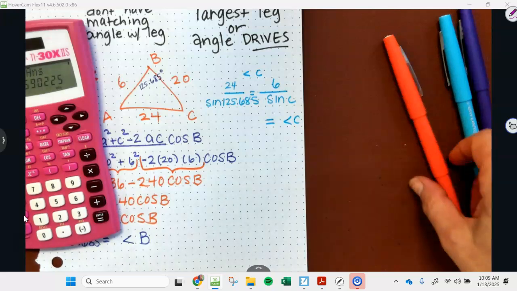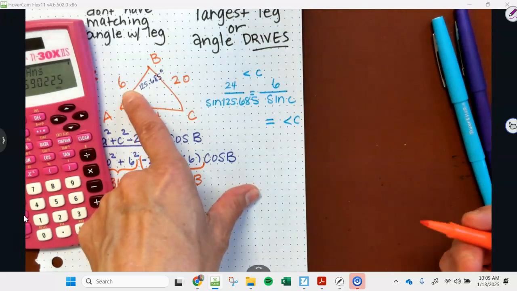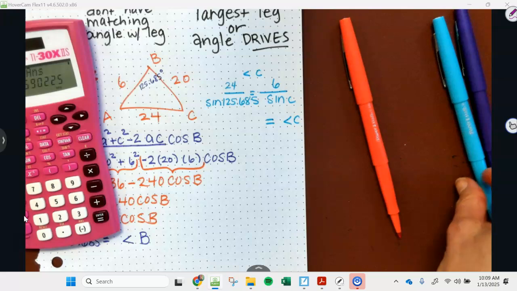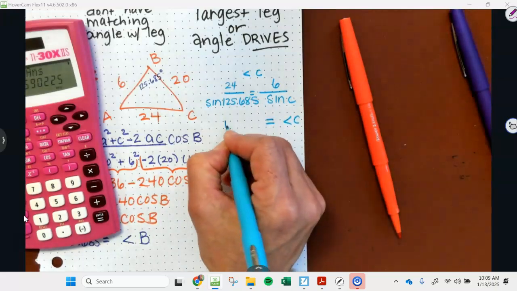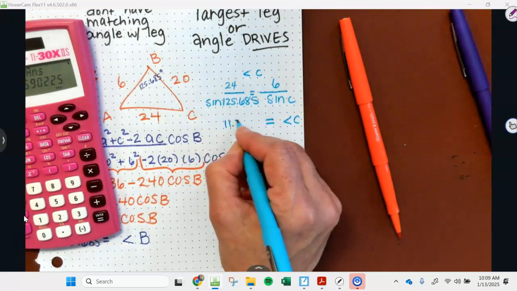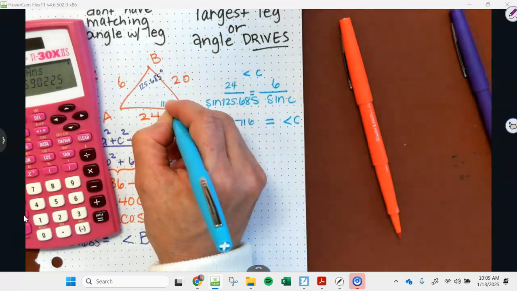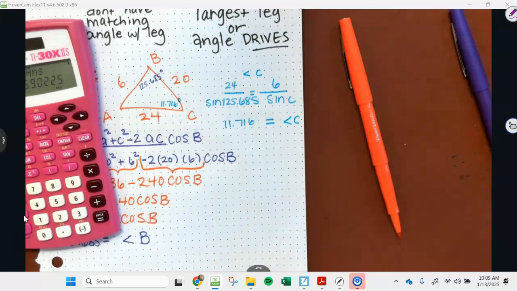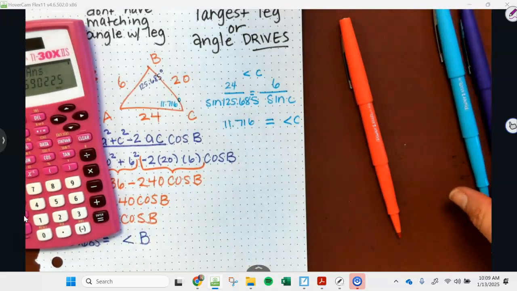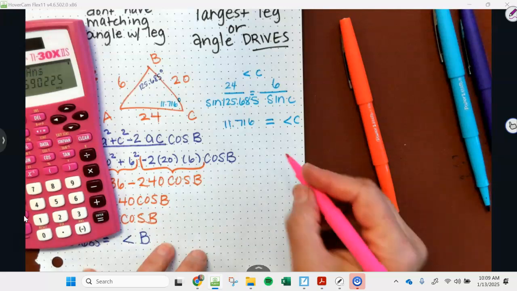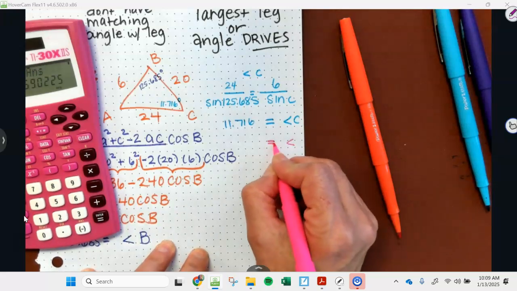So that angle is pretty small, which makes sense because that leg is pretty small. So we know the value for angle C is 11.716. So this is 11.716 degrees. Guys, we're just going to take this stuff away from 180 real quick. Go ahead and find angle C. And then we'll move on to example 2.